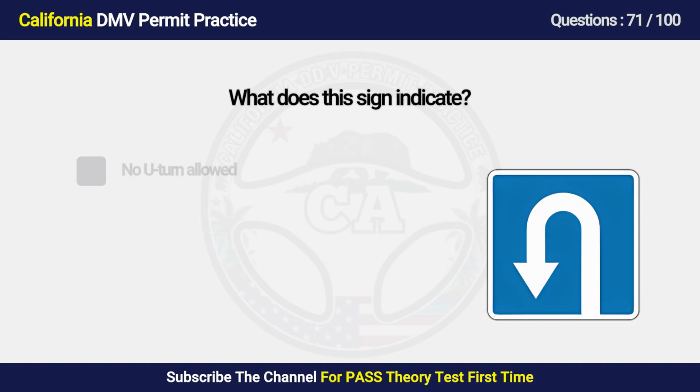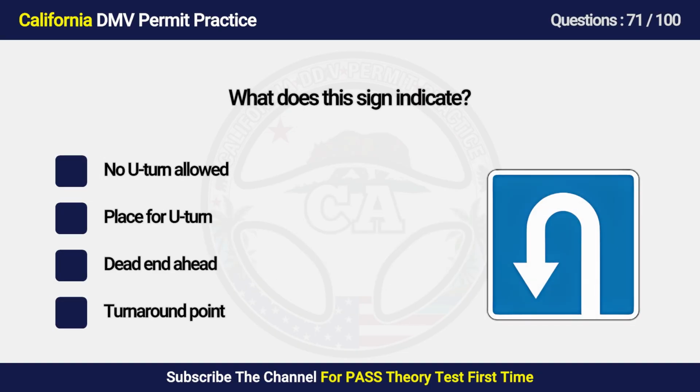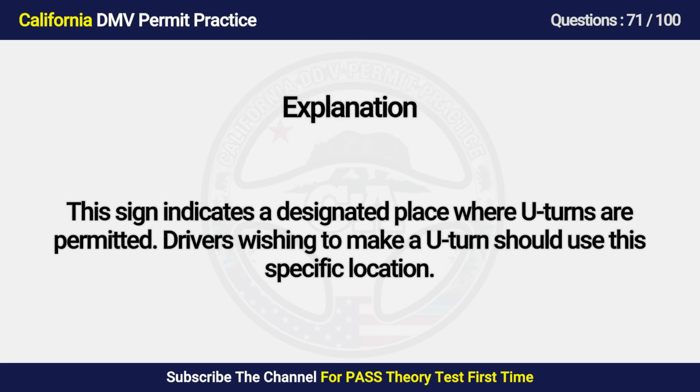Question 71. What does this sign indicate? A. No U-turn allowed. B. Place for U-turn. C. Dead end ahead. D. Turnaround point. Answer is B. Place for U-turn. This sign indicates a place where U-turns are permitted. Drivers wishing to make a U-turn should use this specific location.